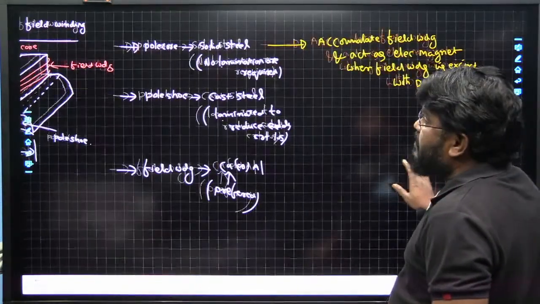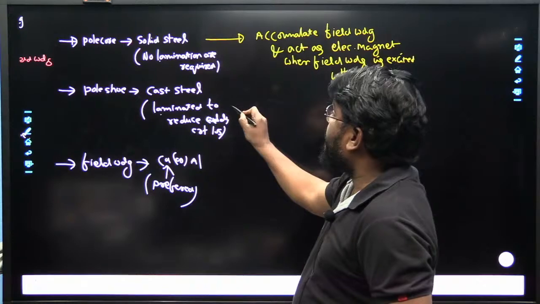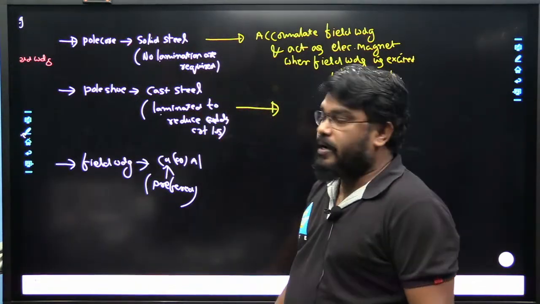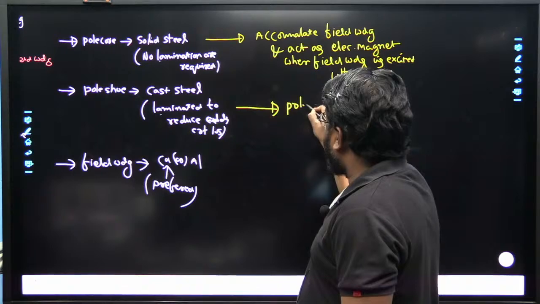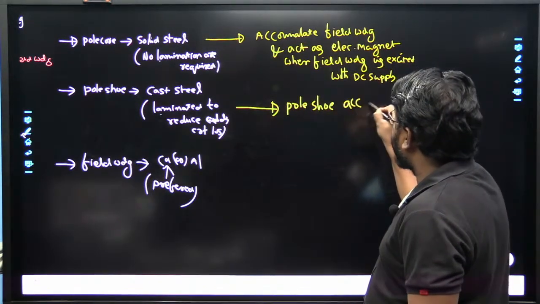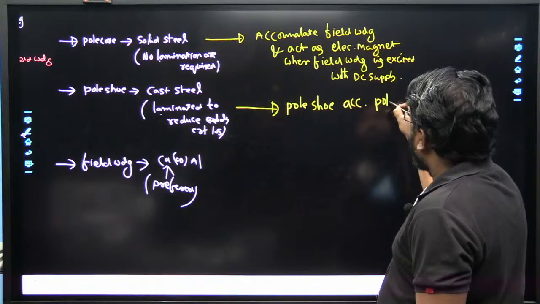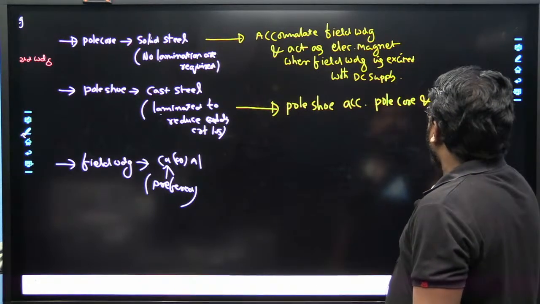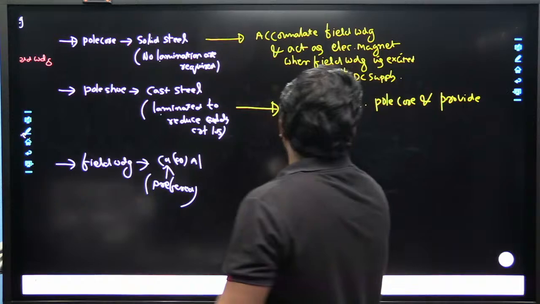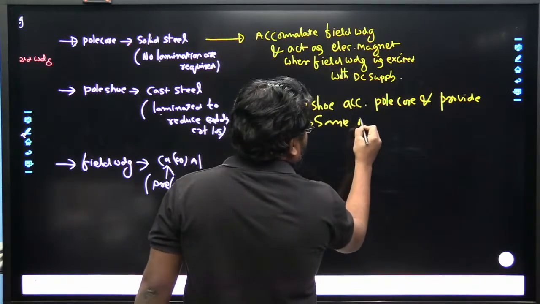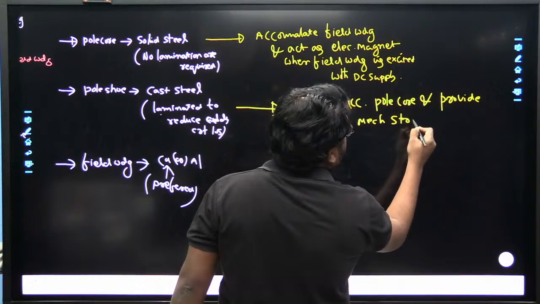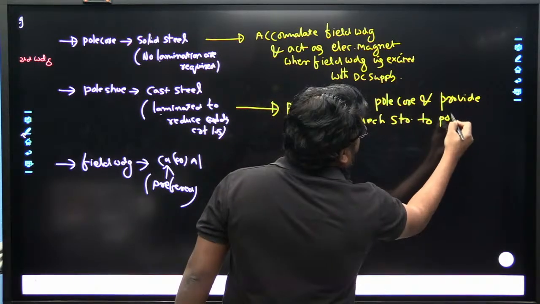So next one, what about the pole shoe here? The pole shoe accommodates the pole core and provides mechanical strength. Okay, this is the pole shoe. It provides mechanical strength to the pole core.